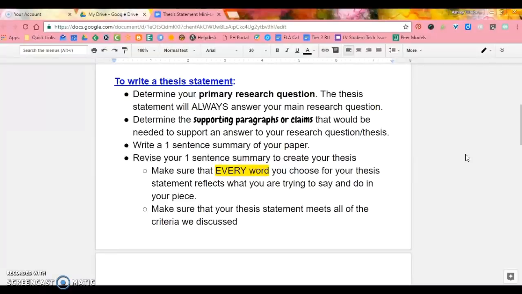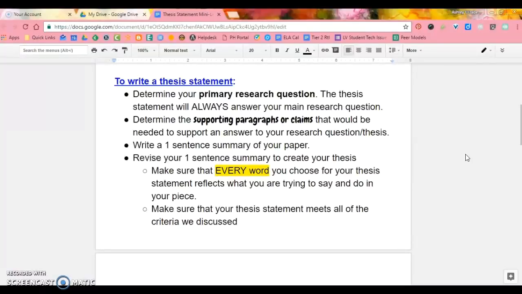Write a one-sentence summary of your paper. A one-sentence summary doesn't have to be perfect, and it's going to be a really good starting point to writing a thesis statement. Then the last step to writing a good thesis statement is to revise that one-sentence summary and create your thesis.